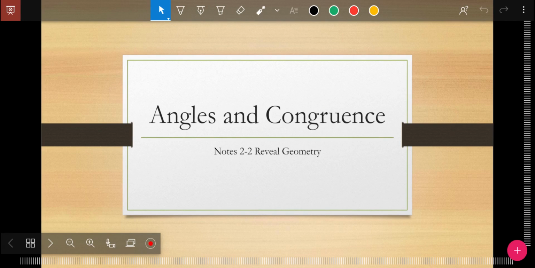All right, today we're going to do notes on 2-2, angles and congruence. The terms are very important and not altogether that complicated. One of the types of problems you're going to have can be a little bit tricky, and so we'll spend some time focusing on that as well.